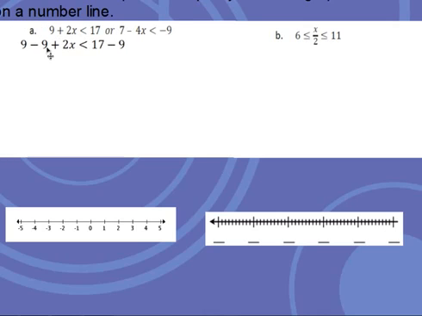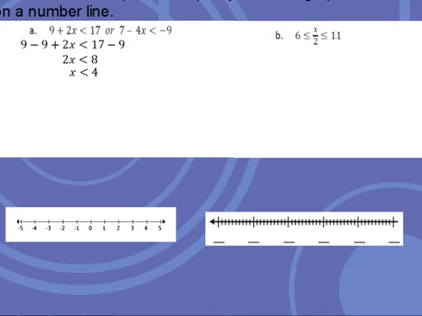So then what we'll have is 9 minus 9, which will cancel on the left, and 17 minus 9, which will make 8 on the right. So 2x is less than 8. If I divide both sides by 2, x will be less than 4.